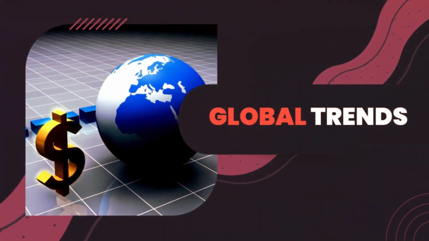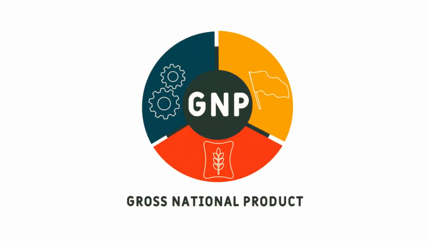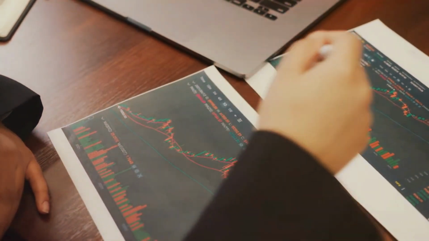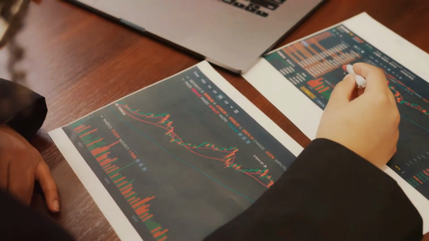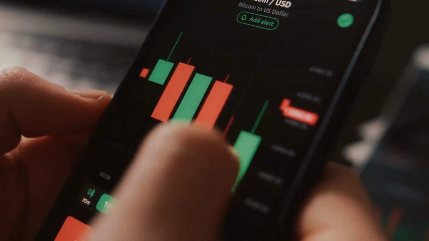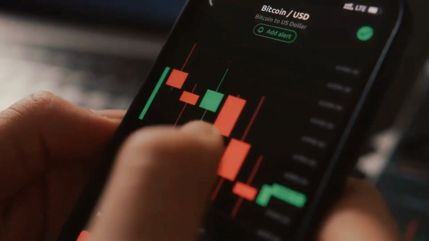Global trends. Despite the decline in its use, GNP remains a valuable tool for assessing a country's economic performance, particularly in cases where a significant portion of a country's population lives and works abroad. In some countries, GNP is used in conjunction with GDP to provide a more complete picture of the country's economic performance.